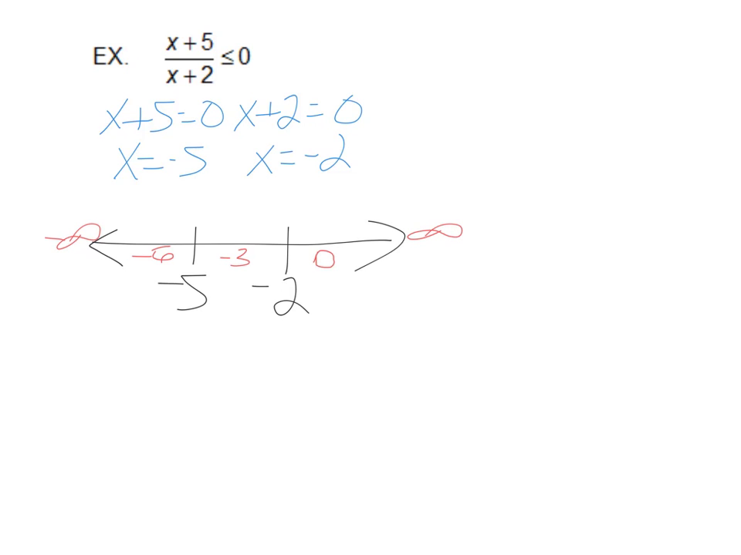Now plugging in the test values, negative 6 into the top would be negative. Same thing on the bottom, so it's positive. Negative 3 plugged in. Top is positive, bottom is negative. That results in a negative. Both positive when you try 0. And the original says less than or equal to 0. That's negative.